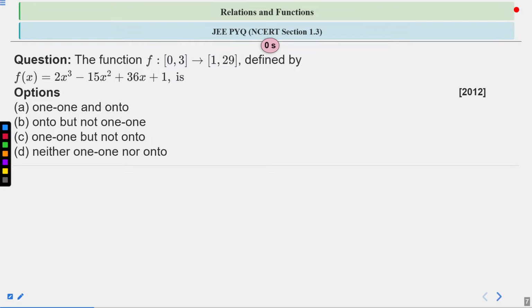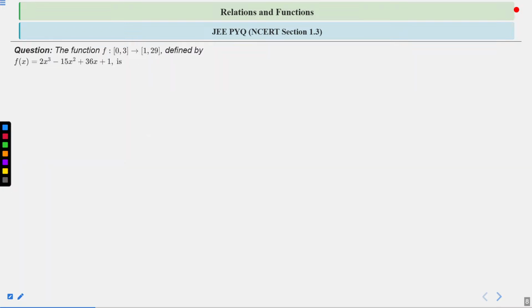Okay, let us move to the solution part. The function is defined from [0, 3] to [1, 29] by f(x) = 2x³ − 15x² + 36x + 1. So the answer will be B, right? The function is onto but not one-one. Clear? Let us see how.